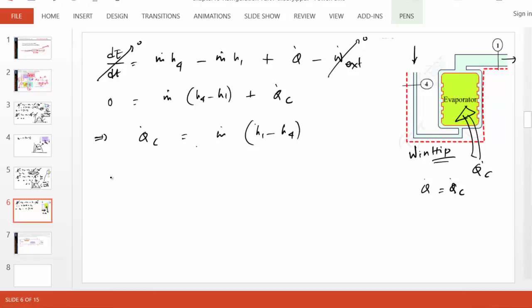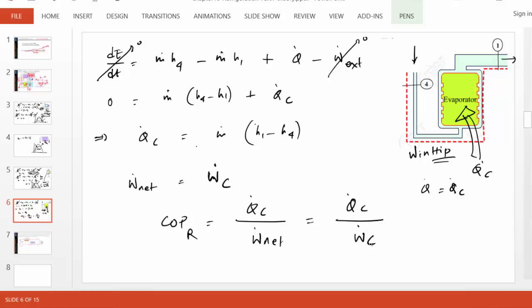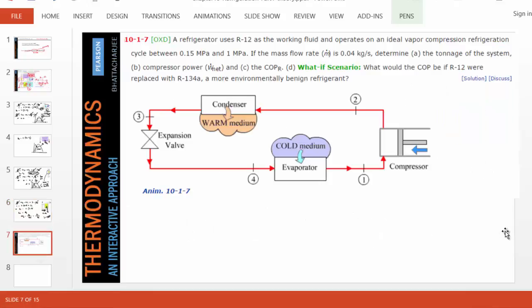Finally, W dot net in a vapor compression refrigeration cycle is W dot C, because there is no other work transfer, and that's what is going into the refrigeration system. So COP can now be obtained from Q dot C divided by W dot net. Now we have developed formulas for energy transfer on each of the devices. One thing I didn't mention is that I routinely assume J and H are equal. Recall that J equals H plus KE plus PE, and we neglected the contribution of KE and PE in the entire analysis. We'll now go and solve a problem to get a more thorough understanding of this cycle.